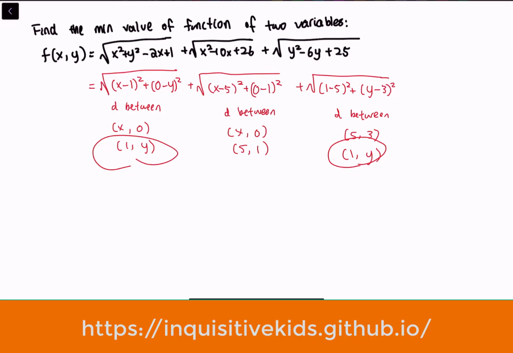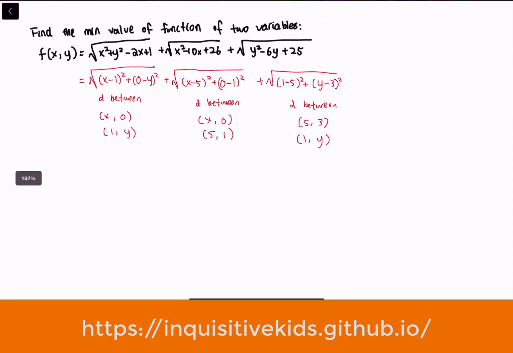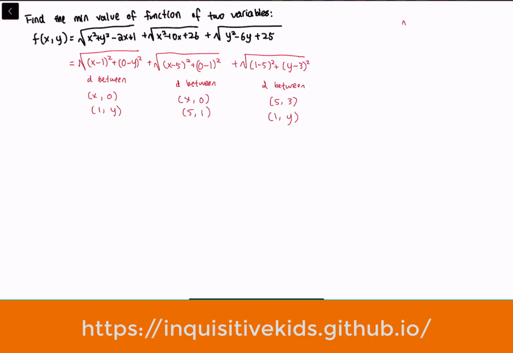And the other points are just fixed points. Now let's graph this out and see what it looks like on the coordinate plane. (1, y) would lie along this vertical line where x equals 1. (5, 1), we'll make it here. (5, 3), we'll make it here. And (x, 0) is just sliding along the x-axis.